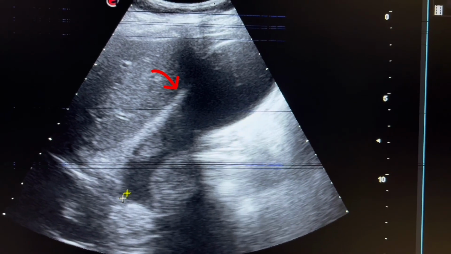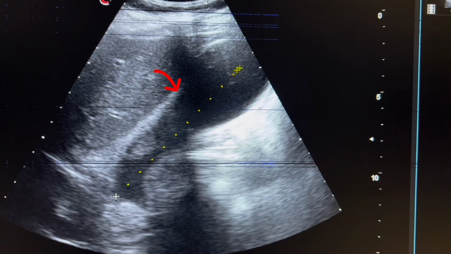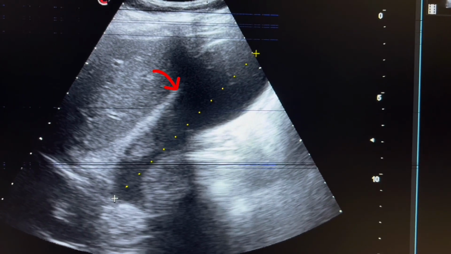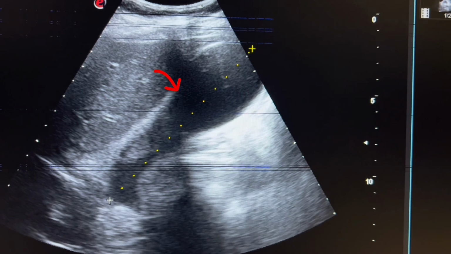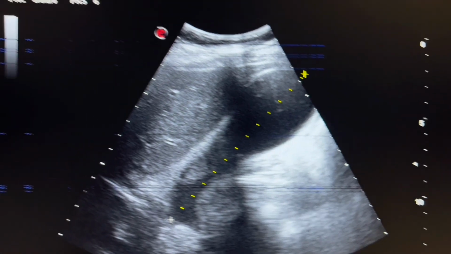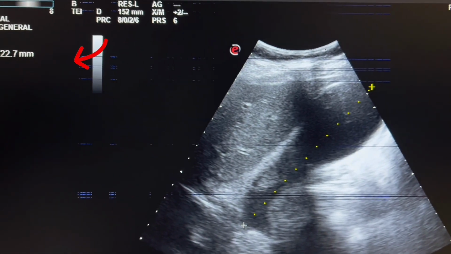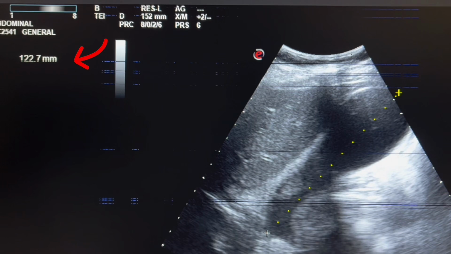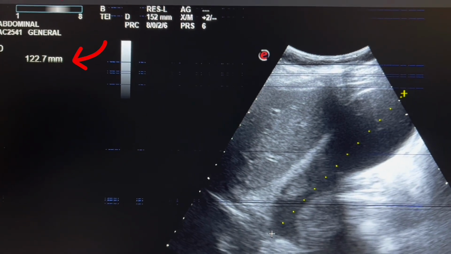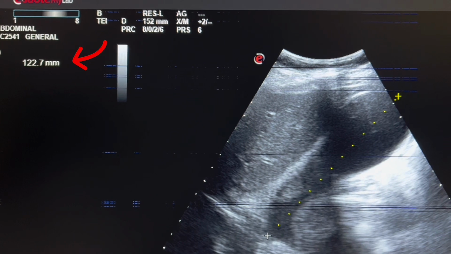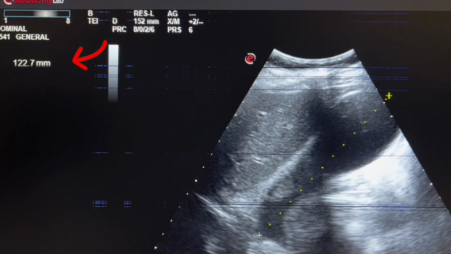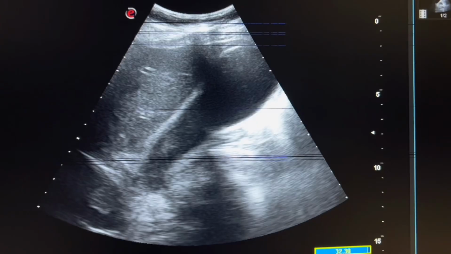Now we will measure the length of gallbladder. The gallbladder is overdistended and its length is 122 millimeter. The normal length of gallbladder is up to 100 millimeter.